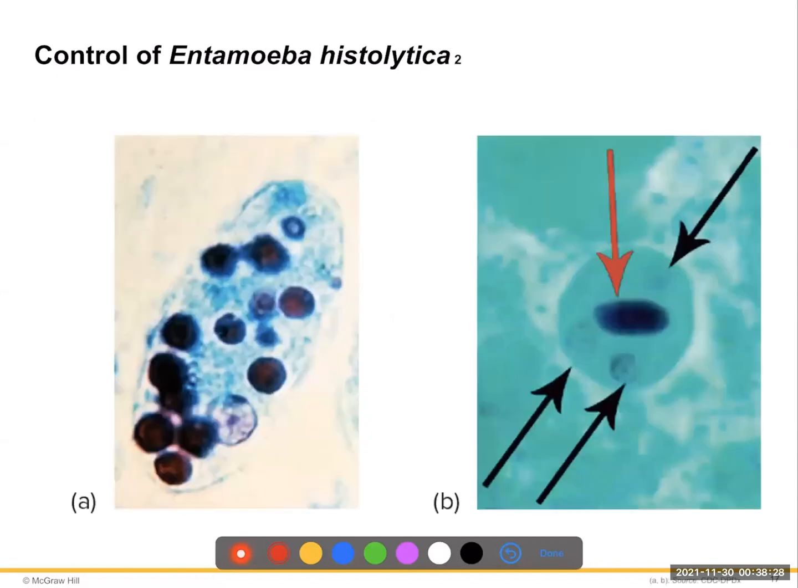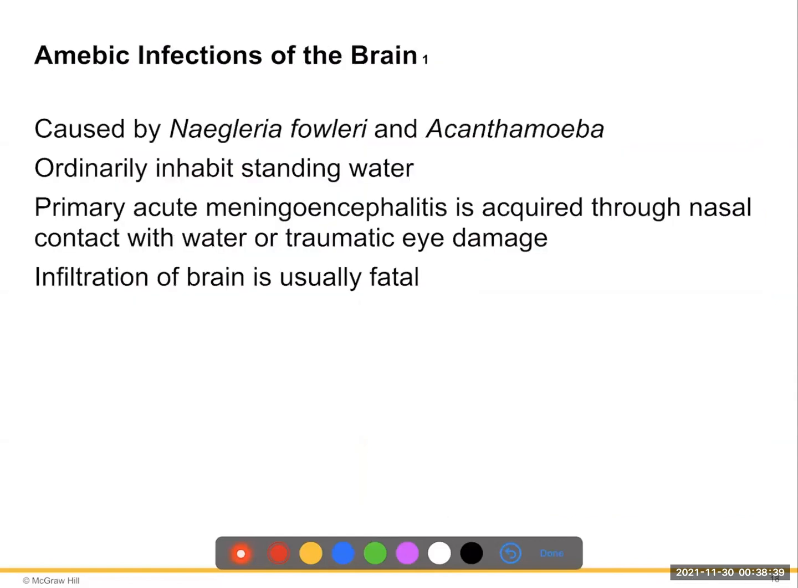This is what it would look like on the microscope. You see the nuclei in the cyst form. You see how they invade into the cells on the microscope picture. So amoebic infection of the brain is caused by Naegleria fowleri.